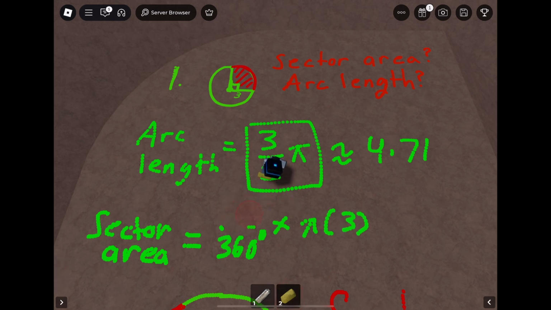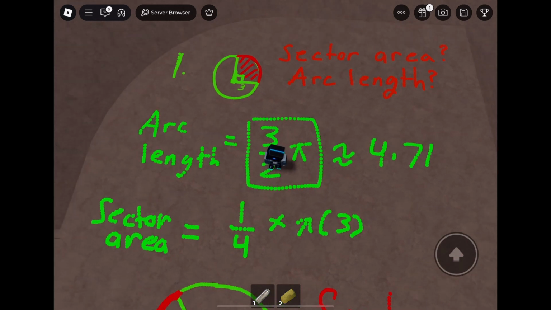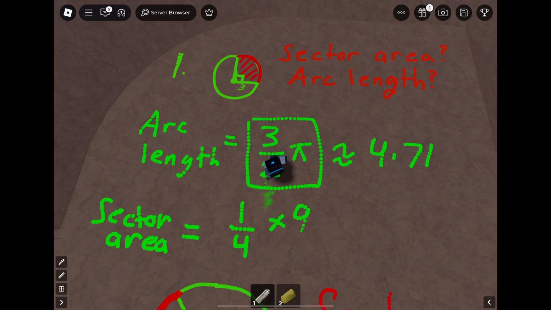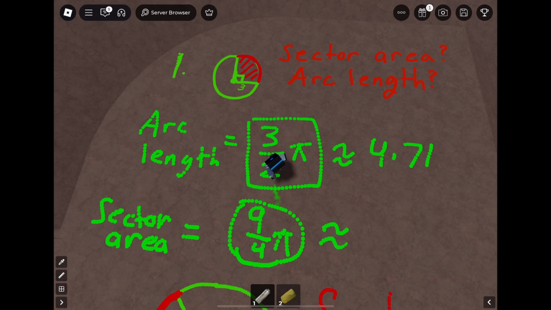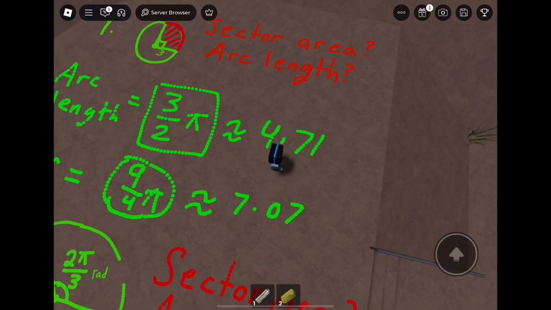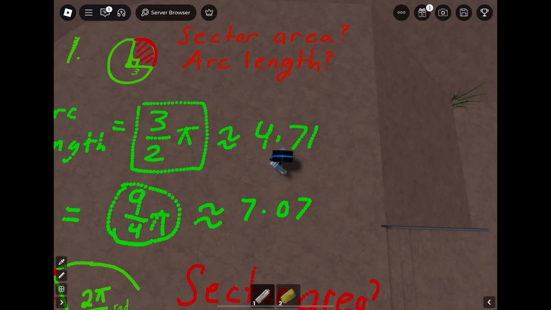So 90 degrees over 360 degrees is just 1/4, once again. And then there should be a square there. 3 squared times pi is just 9 pi. So in total, the sector area just ends up being 9 over 4 pi. Oops, I cut out the 4 there. And once again, if you put this into a calculator, it is about 7.07. And note for the units, because we're squaring the radius, this would have units of units squared, whatever those units are, while the arc length would just have units without the squared on it.